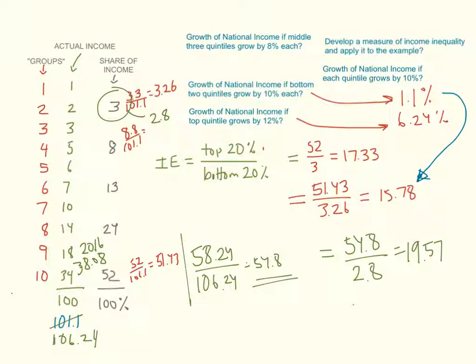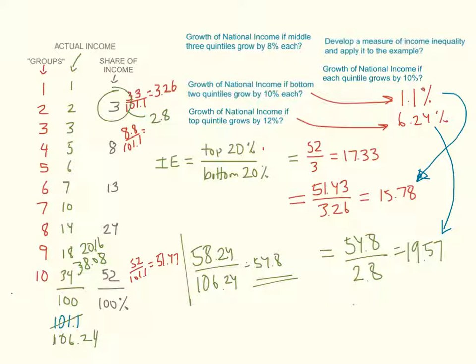Alright, so now we can finally make a little bit of a conclusion here. So if we focus on the richest 20%, we put all our resources into the richest 20%, you can see that income is going to increase by 6.24%, which is better than if we focus on the bottom 40%, which only grows income by 1.1%. But this increase in growth of national income is not free, because the result is that it's associated with more income inequality.